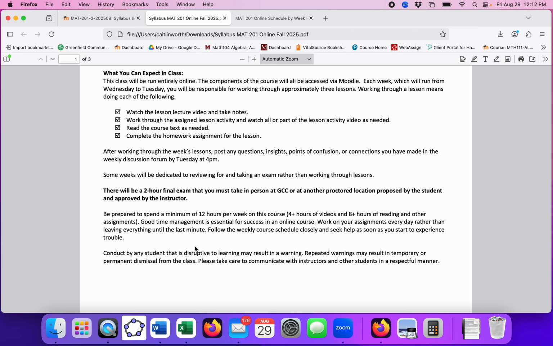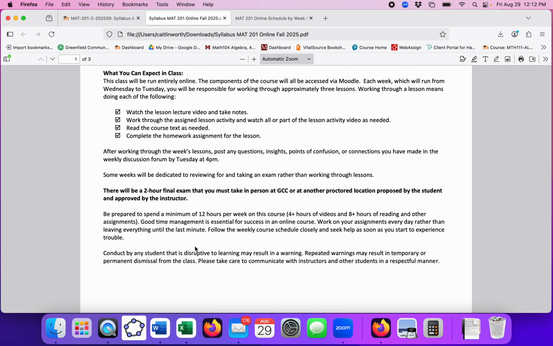Read the course text as needed, and complete the homework assignment for the lesson. After you work through the week's lessons, post any questions, insights, points of confusion, or connections you have made in the weekly discussion forum by Tuesday at 4 p.m., which is the last day of each week. There will be a 2-hour final exam that you must take in person at GCC or another proctored location proposed by the student and approved by the instructor.